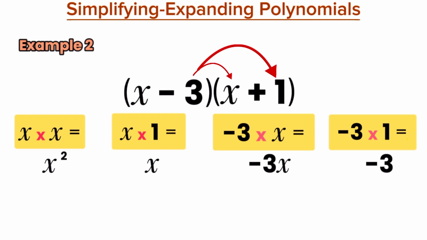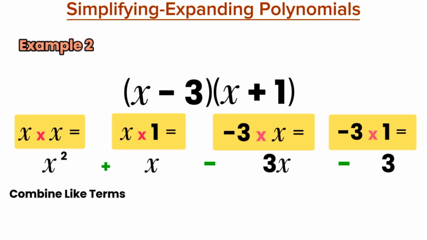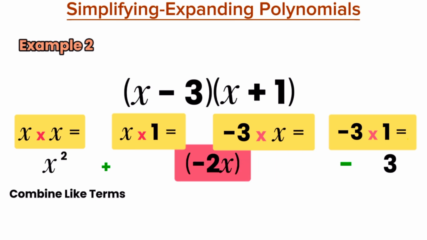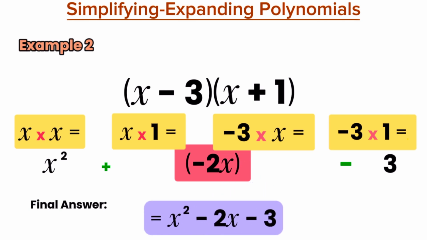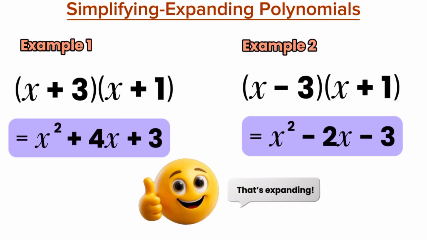Like before, we add these terms together to get x squared plus x plus negative 3x plus negative 3. Since we're adding negatives, you could write it out like this instead. Now combine the like terms x and minus 3x to get minus 2x. Therefore, x minus 3 times x plus 1 expanded is x squared minus 2x minus 3. And that's how expanding works.